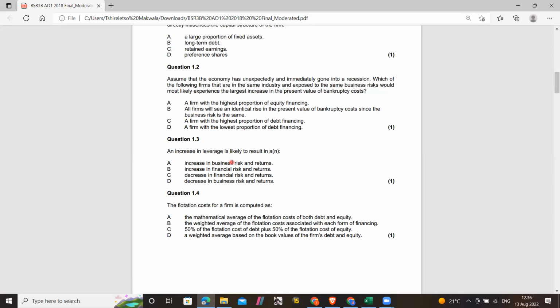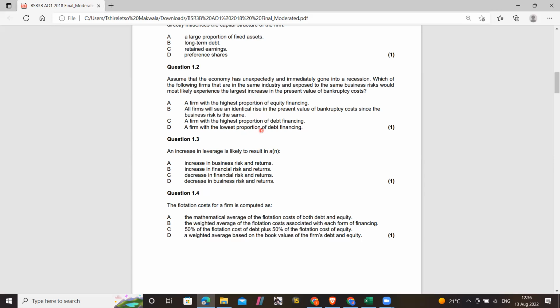So let me give you an example. In your case, I'm only going to give you an example of financial leverage because I didn't see a question dealing with operating leverage, right? So I'm just going to explain financial leverage. So what does it mean to leverage, right?